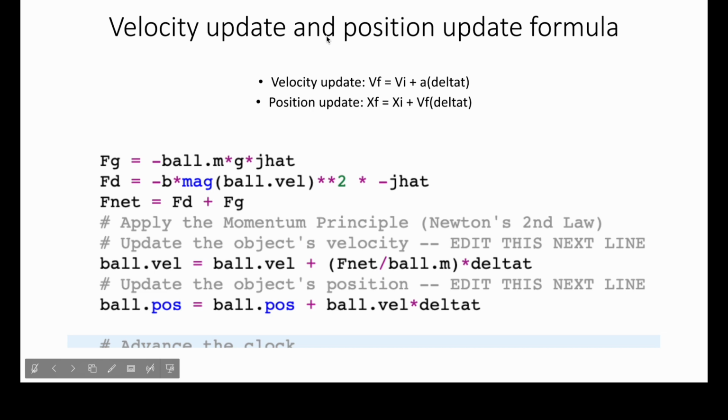So the velocity update and position update formulas are found here to be velocity final equals velocity initial plus a*t, and the position update formula is found to be the final position equals the initial position plus velocity final times t. So that is found here in my code. It's pretty self-explanatory.